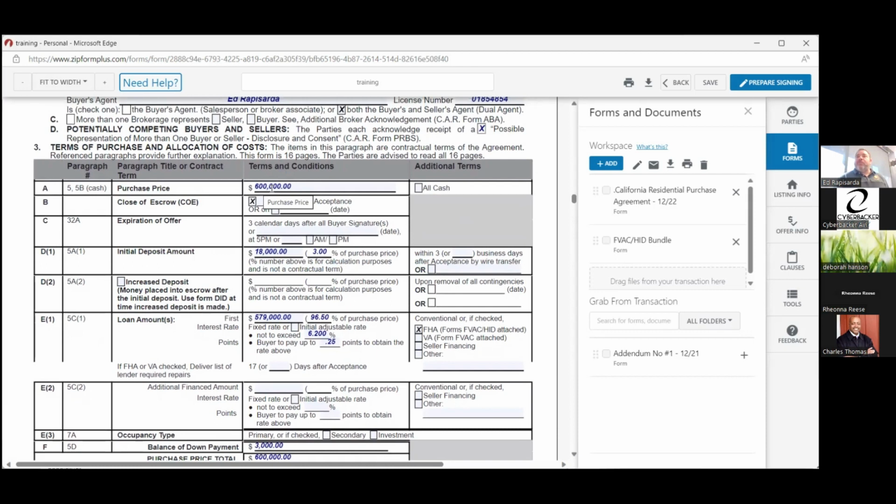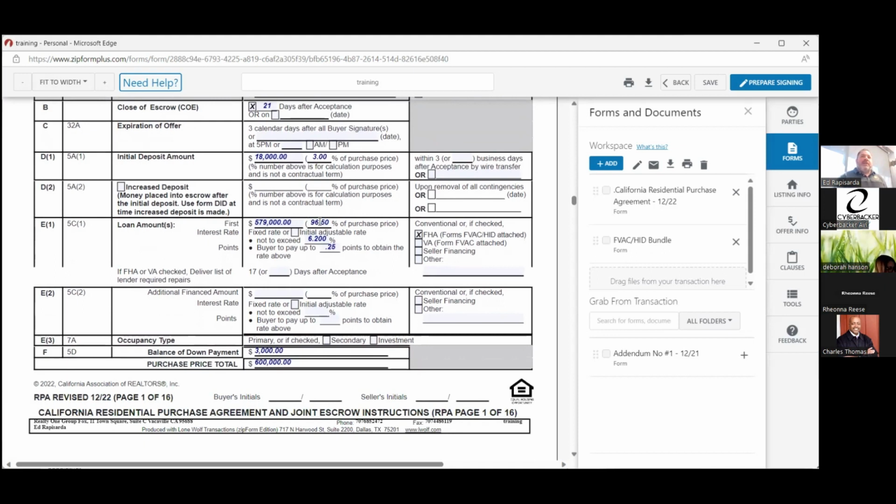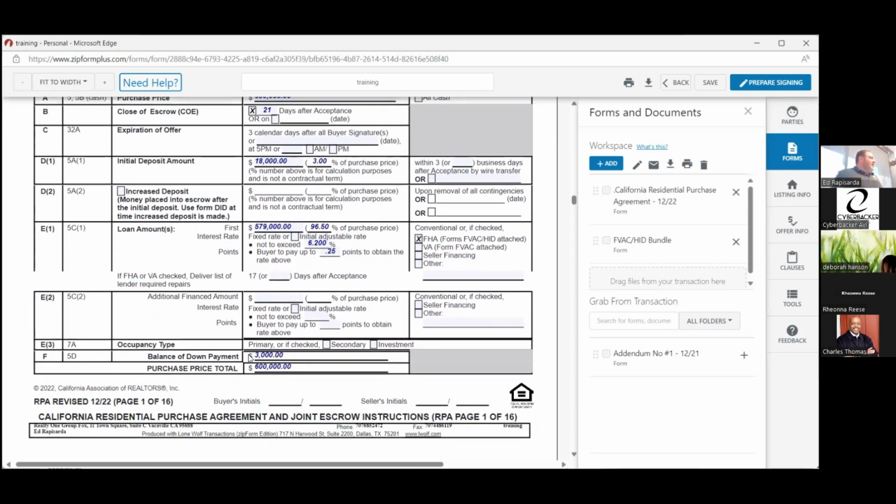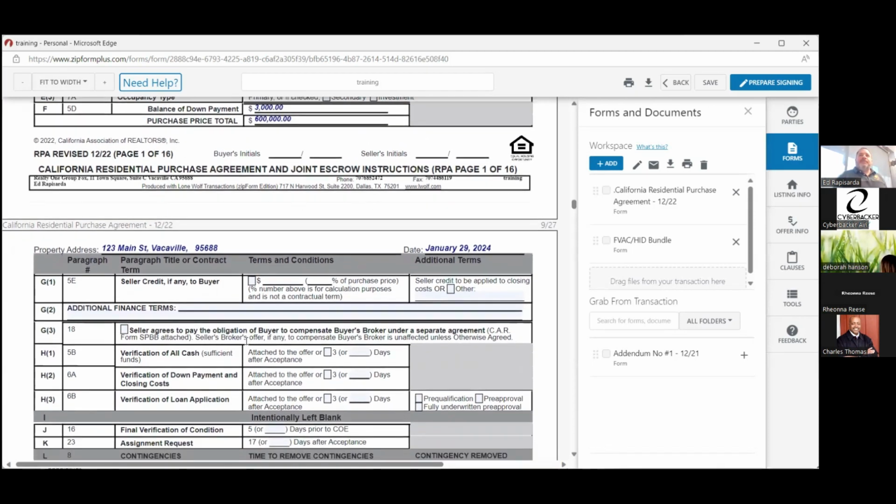Okay, so now checking our math. I have a $600,000 sales price, initial deposit of 3%, 18,000, right? I have a loan amount of 579,000, so my balance of down payment is 3,000, right? If I take my $3,000 and add it to 18,000, that should equal 21,000. If I take 600,000 times 0.035, 3.5%, it should equal 21,000. My math should check. It should auto-populate, but it's good to know the math so that you can confirm it. Any questions on that? Okay.